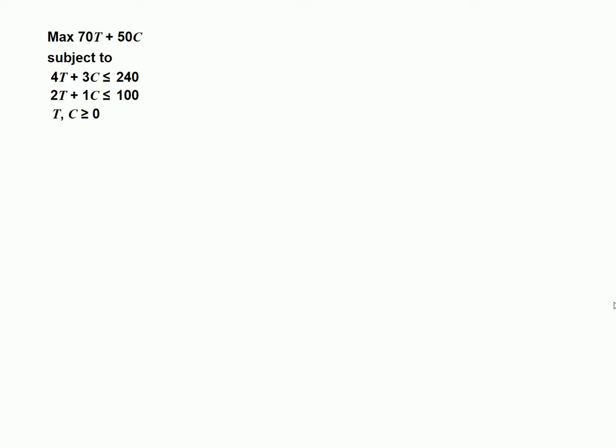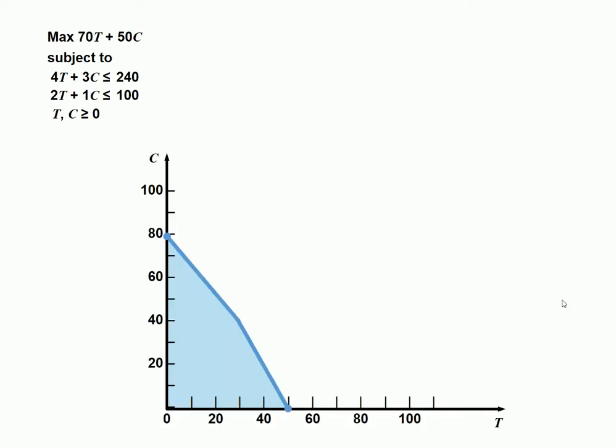Let's look at this problem for example. We can start by graphing the constraints. This will lead to the feasible region over here. This is a feasible region. Each point in this region is a so-called feasible solution. They're called feasible solutions because they meet all of the constraints of this problem.